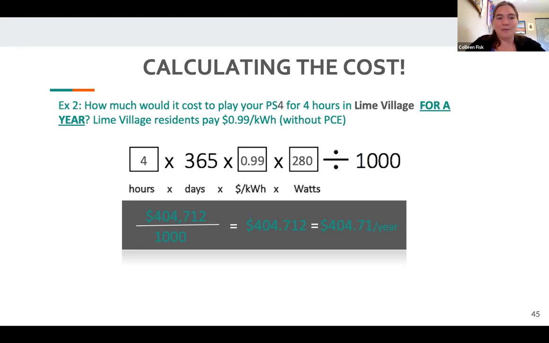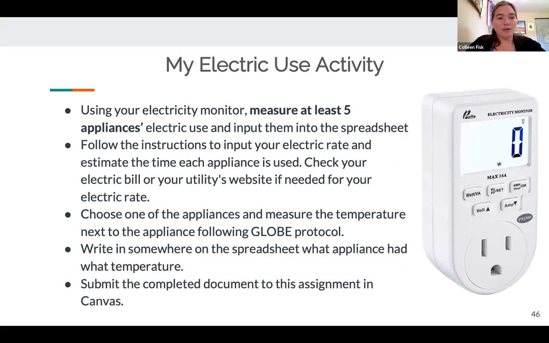Yep. So the activity that you are going to be charged with is measuring 5 appliances. So you have that electricity monitor that you got in your kit. If you didn't get a kit, then you can look up the watts. And there is, and I'm going to stop my share here so that I can share the Excel sheet. Oops, wrong one. Too many things open.